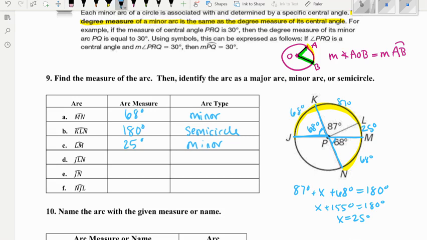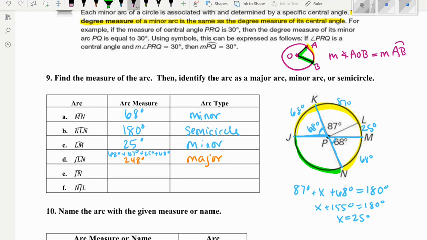So if we add up for JLN, that's going to be 68 degrees plus 87 degrees plus 25 degrees plus 68 degrees. That gives us 248 degrees, which is a major arc. And the next one we want to find is this arc measure right here, which is JN.